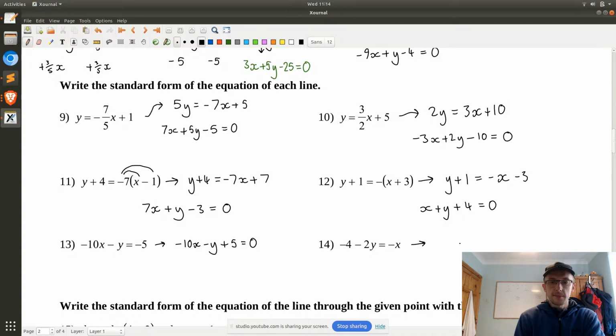What about here? Add x to both sides. Put the negative 2y next door to the x. So it's more readable. And that's it.